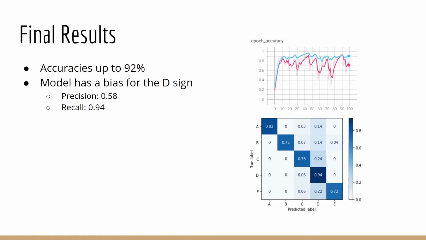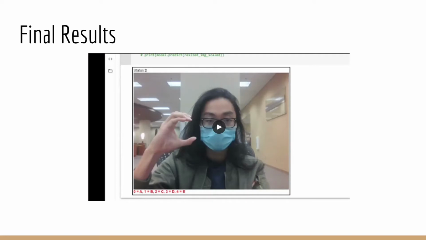We calculated that the D class has a precision of 0.54 and a recall of 0.94. This low precision score and high recall score means that the model is categorizing gestures as D too liberally. We theorize this is because the D sign has multiple features in common with the other signs. It has a vertical feature like the B sign and rounded circular features like the A, C, and E signs. Here is a video of our model working on a live video feed.